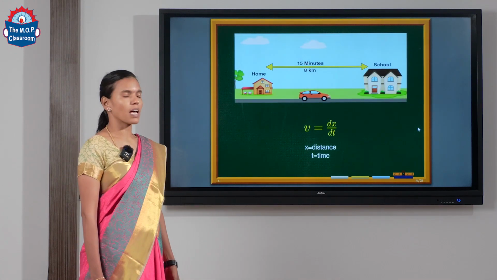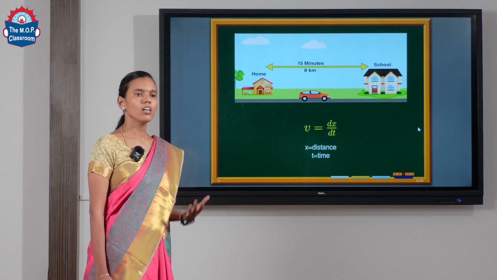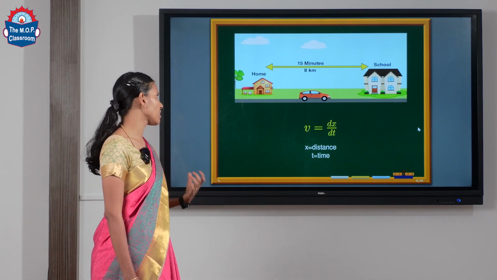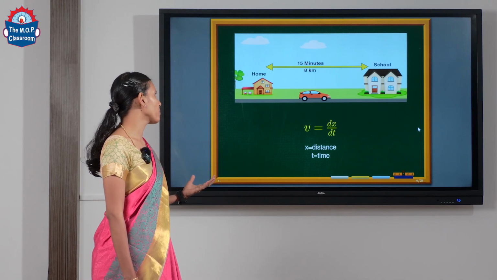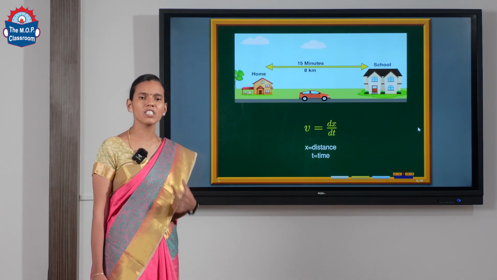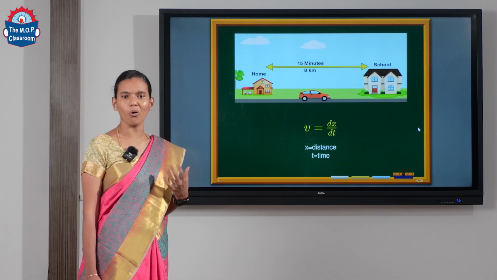Moving on to the next example, when we are at a particular point and we want to reach a destination through some vehicle, let's take a car. So we are traveling a distance of 8 kilometers, and it takes 15 minutes to reach the destination. So how do you calculate your speed or velocity?